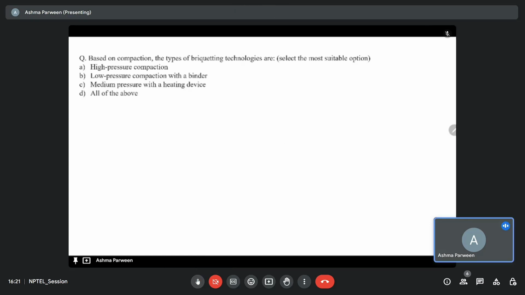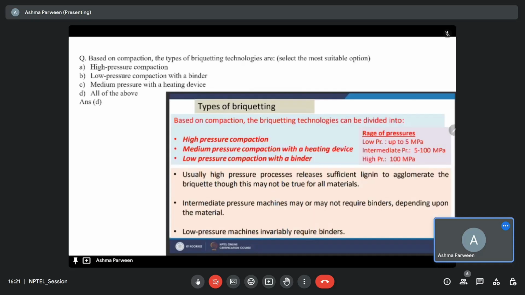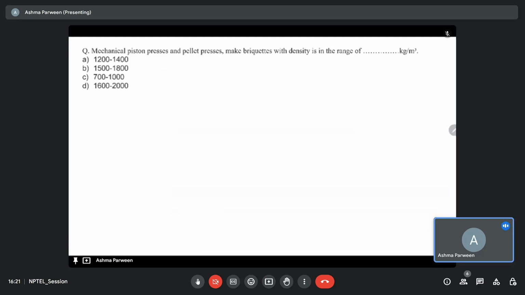So the correct answer is D. Based on compaction, there are three types of briquetting technology, that is low pressure, high pressure, and medium pressure compaction. So D is the correct answer. Also, from this slide, we can see that the briquetting technology can be of three types based on compaction, that is the high pressure compaction, medium pressure compaction with a heating device, and third, low pressure compaction with a binder. So let's move to the next question.